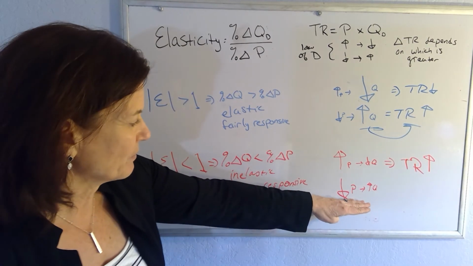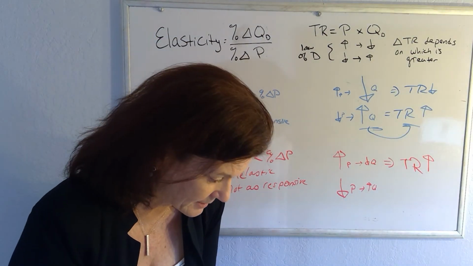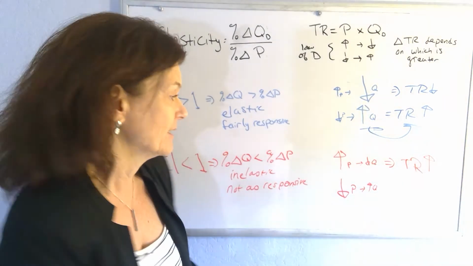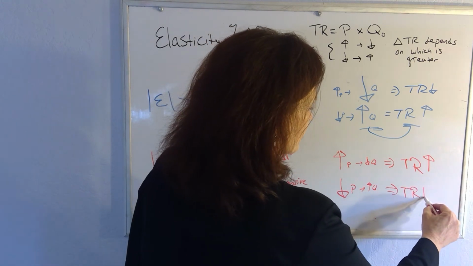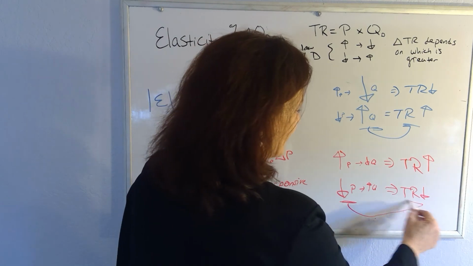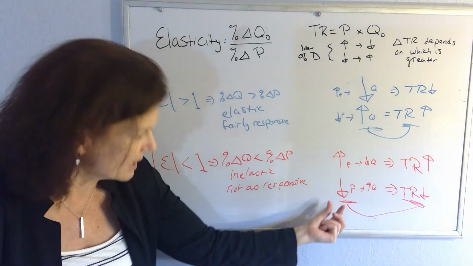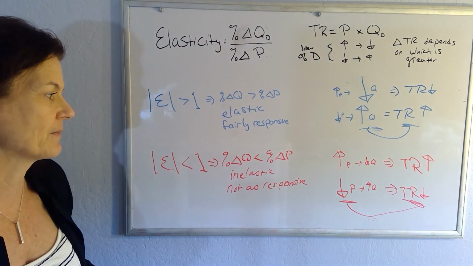Here, when you lower your price, again, people aren't that responsive. So you're charging less, you're selling more, but not that much more. People are like, whatevs. You're charging less, you're not selling that much more. And so your total revenue goes down. When demand is inelastic, what's happening to price is bigger than what's happening to quantity. So what's happening to price determines the impact on your total revenue.